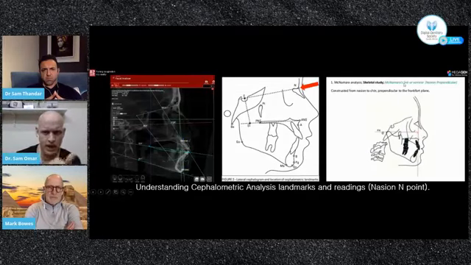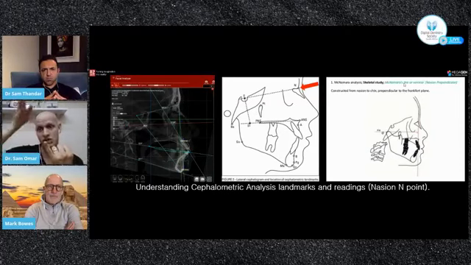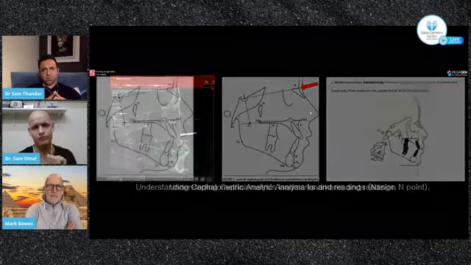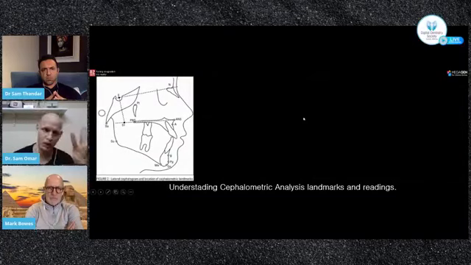This line, by the way, is called either the perpendicular, because it runs from the point perpendicular to Frankfurt horizontal plane, or it could be named the McNamara line. Whatever name it is, McNamara line or the perpendicular is basically the same thing. That's the first point that we need to know. Let's talk about the second point we need to know.